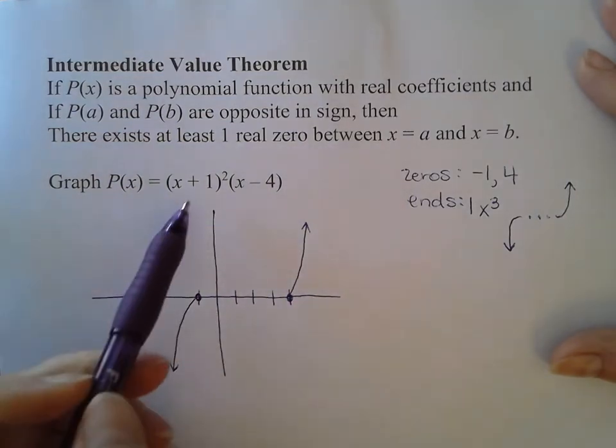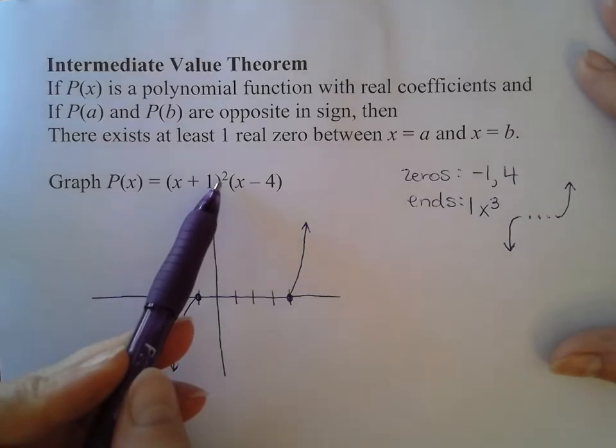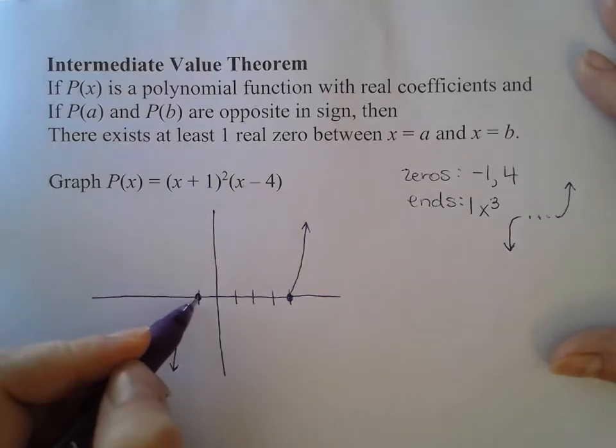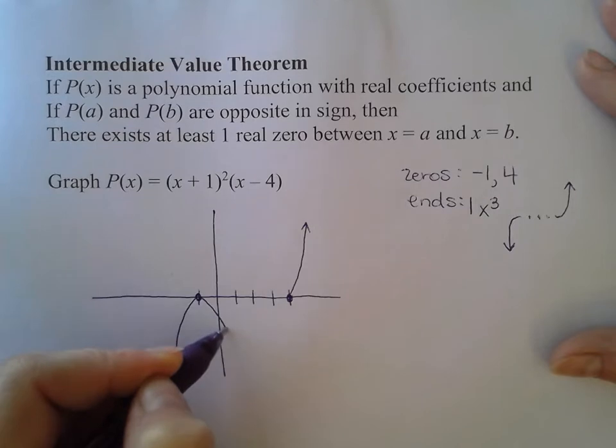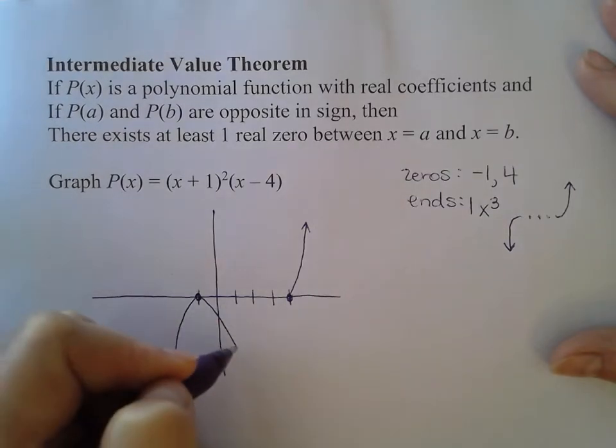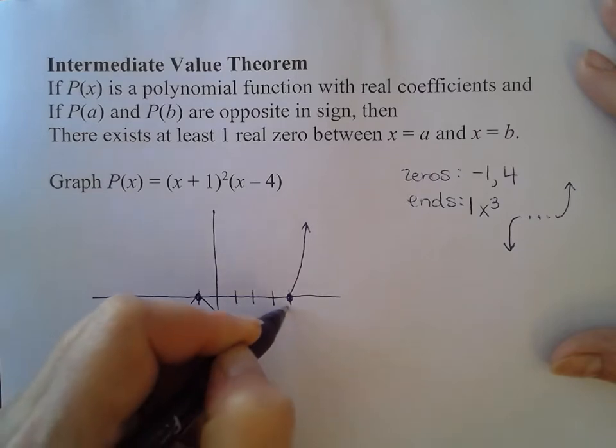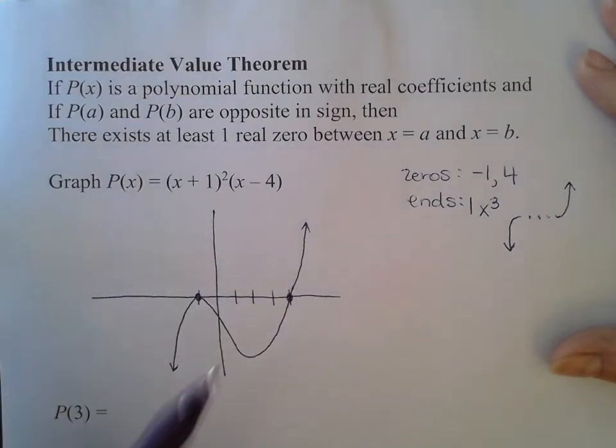The multiplicity, we see that the -1 has a multiplicity of 2, which is even. So it's going to bounce back onto the same side. Somewhere in here there's a turning point. We're going to estimate that part. And then it's going to come and cross over at x equals 4.